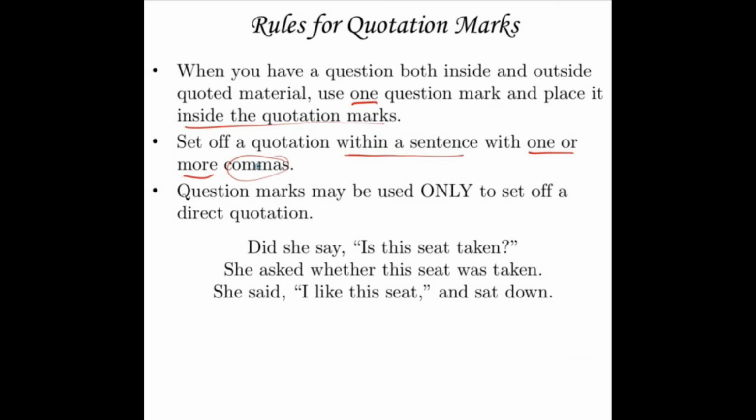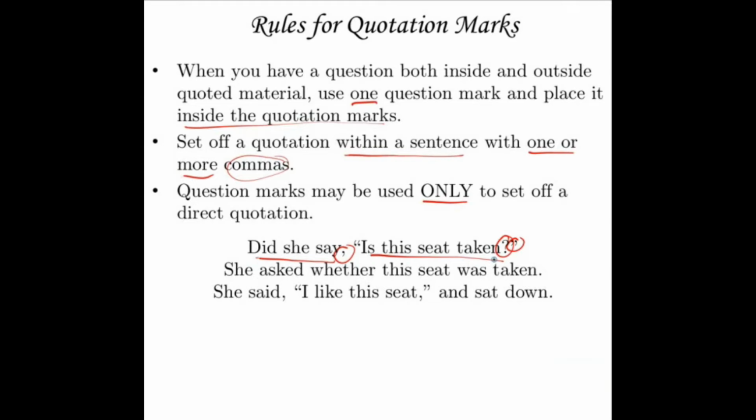Question marks may be used only to set off a direct quotation. So, did she say, "Is this seat taken?" Again, the question mark is part of her quote, so it goes inside. And we have that comma to separate "did she say" from "is this seat taken?" Now, here's the thing. Look at our second sentence. She asked whether this seat was taken.